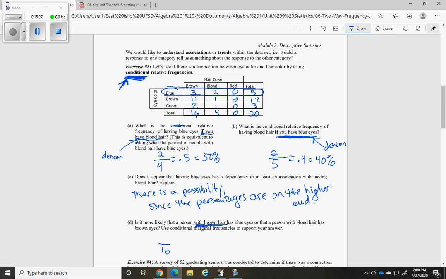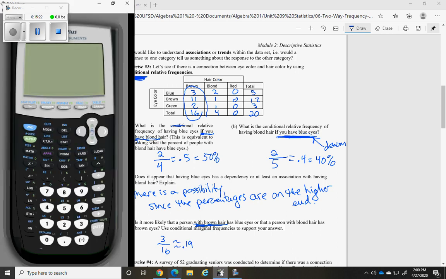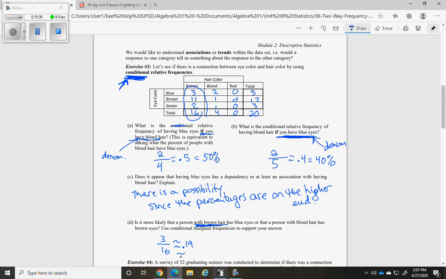So out of these brown-haired people, who has blue eyes, brown hair, blue eyes, there's 3 of them, which is about 0.19 if you do it on a calculator, right? 3 divided by 16 to the nearest hundredth is 0.19. So I'd say that's about 19% of the people. If you have brown hair, about 19% of the people will have blue eyes.